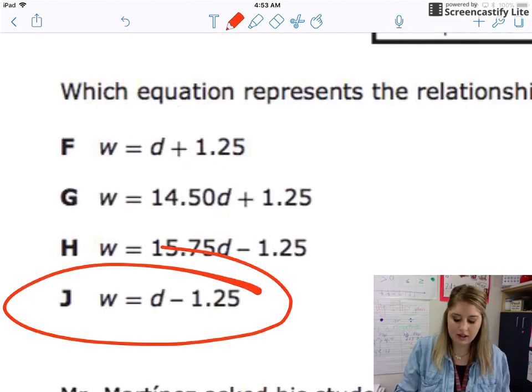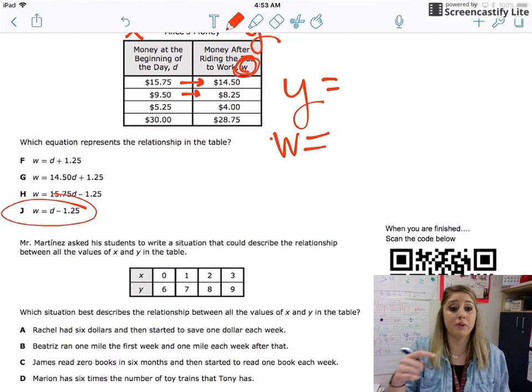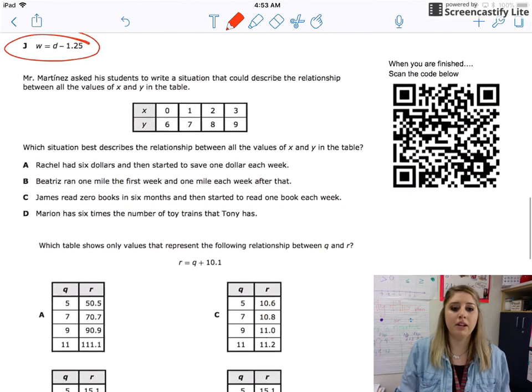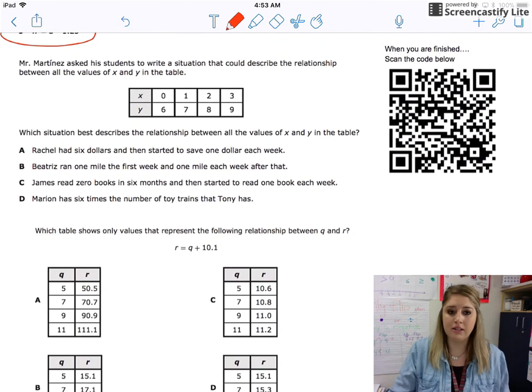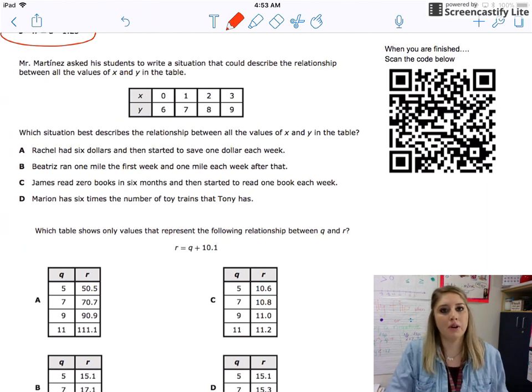Okay, I got J for my answer because it was subtracting. I would like you to try these next 2 problems, please. Pause your video, and then we'll come back and check our answers.